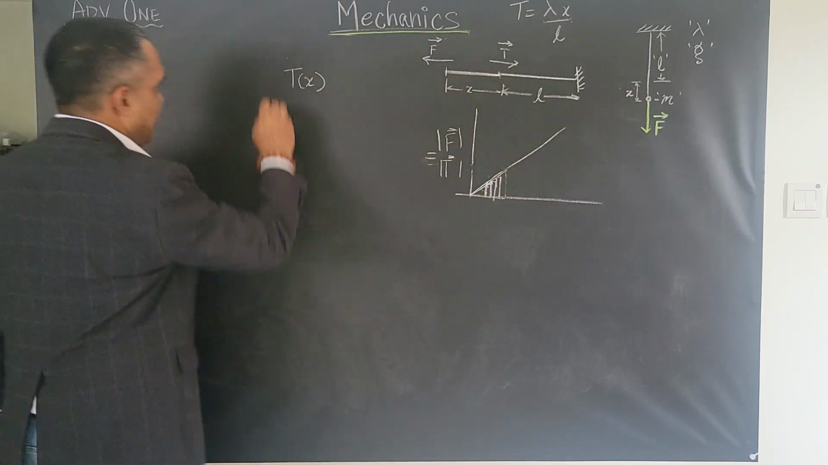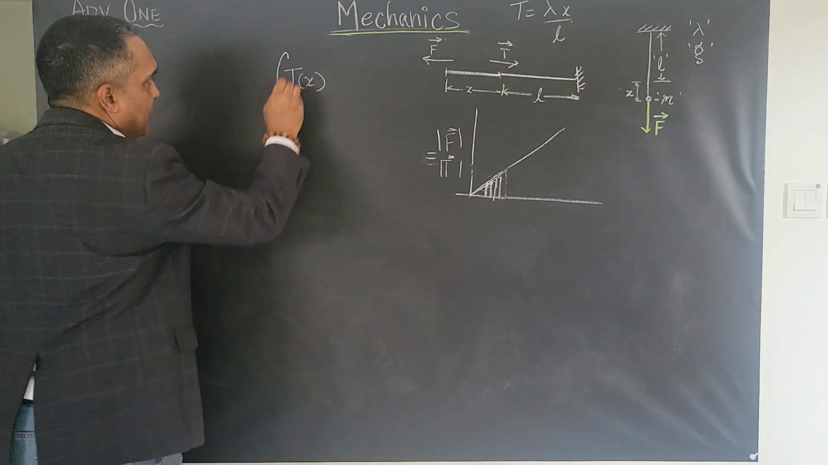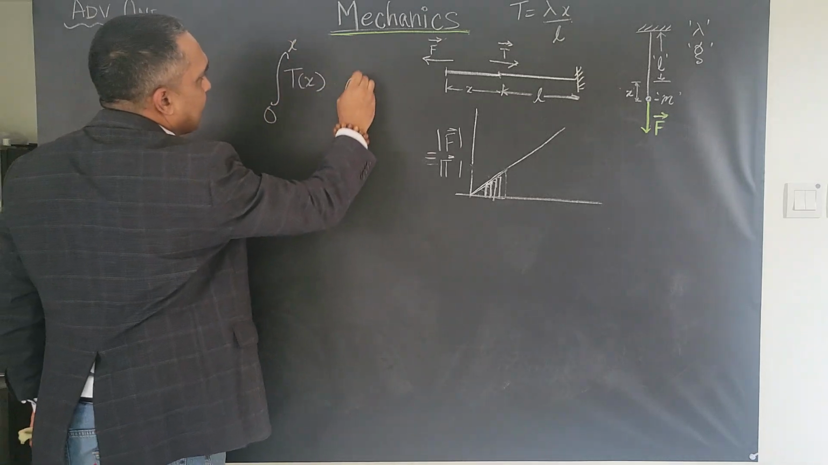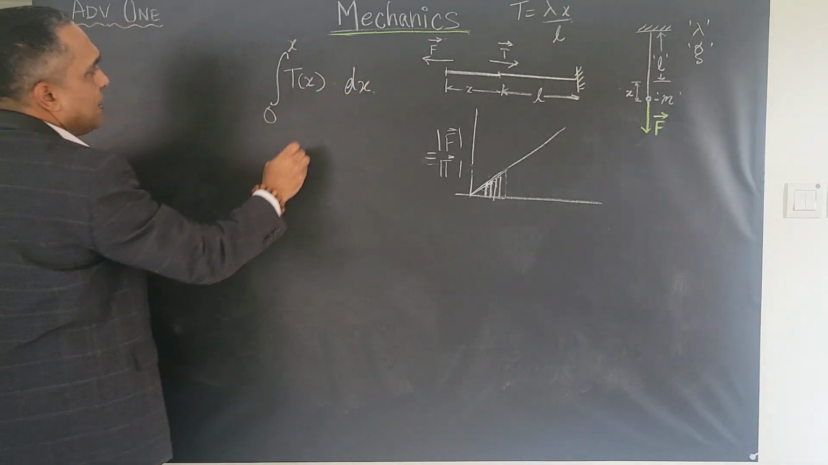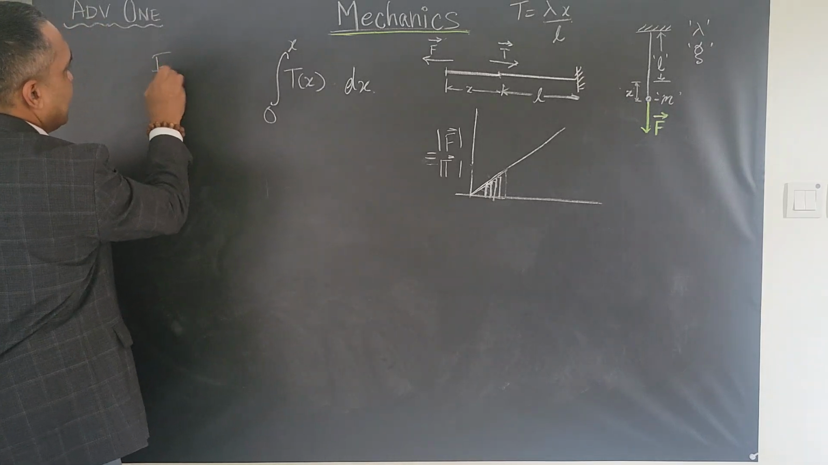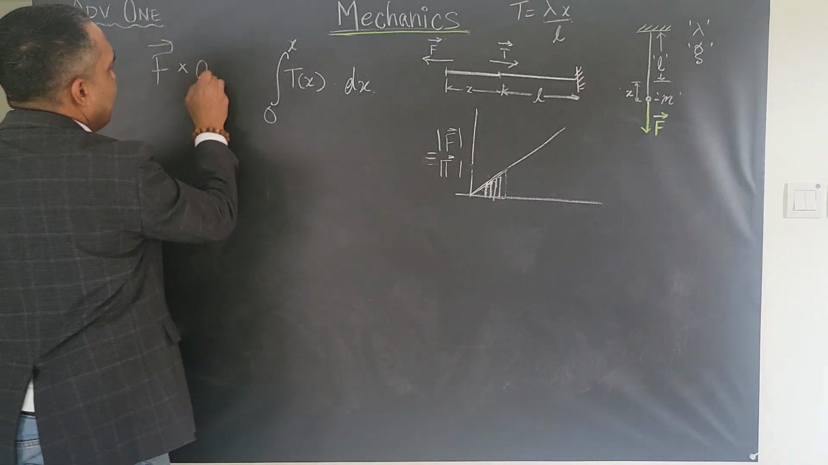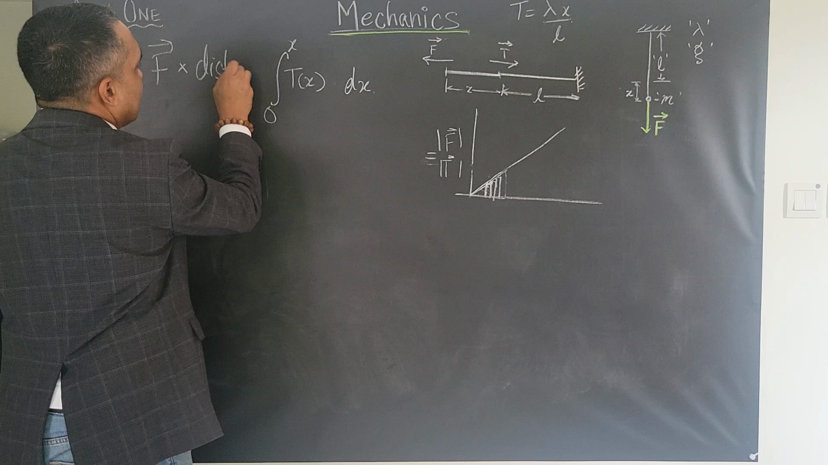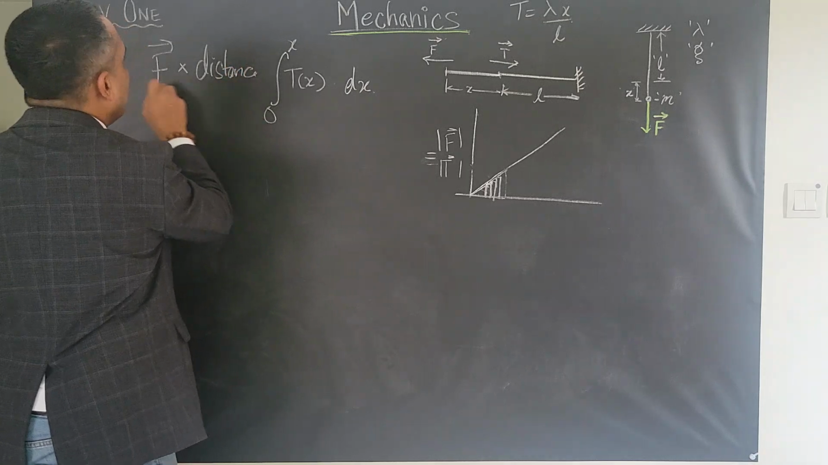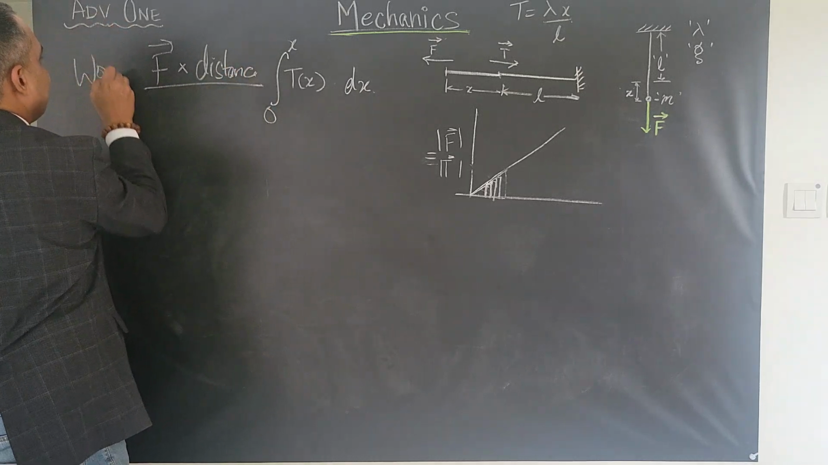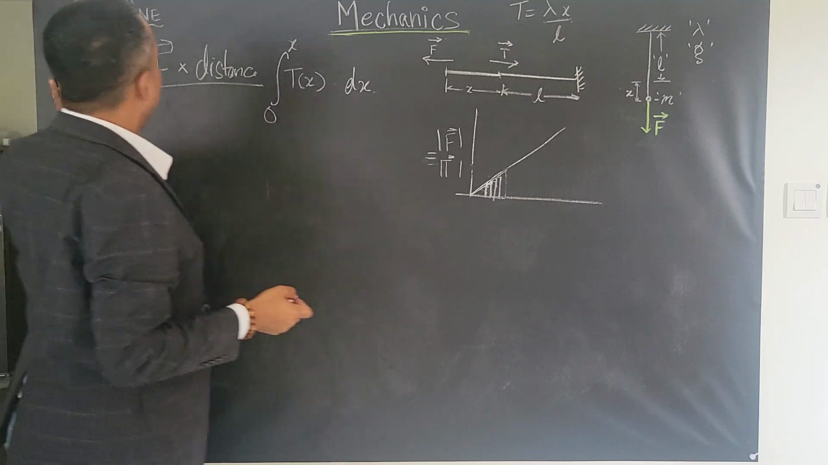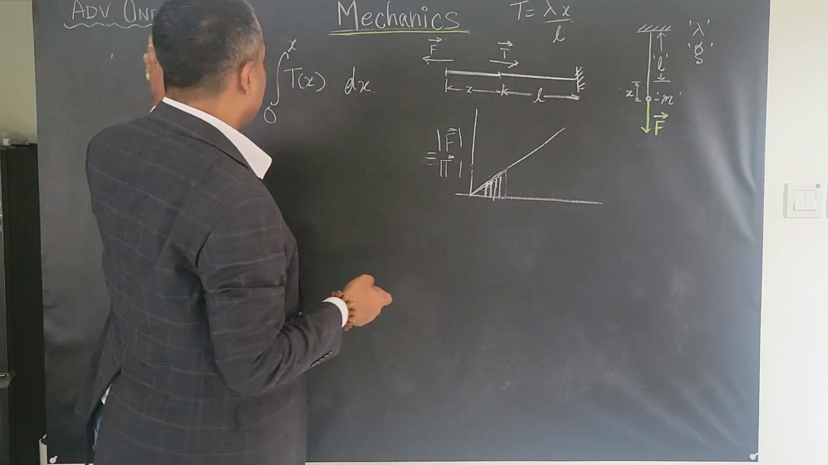So go to my integration, and I'm going to integrate between 0 to x dx. What have I done here? I've basically done force times distance, right? Force times distance, which is basically work. We know that from basic physics or what we've learned before.